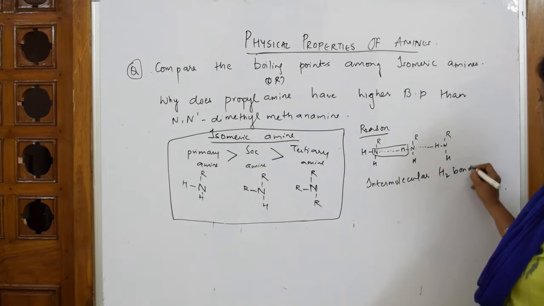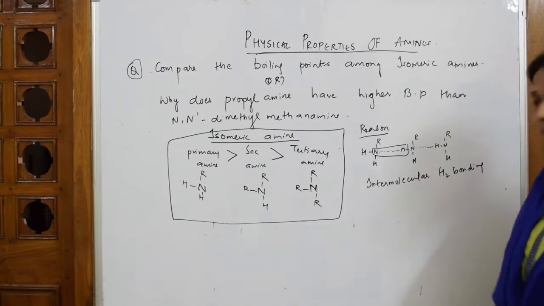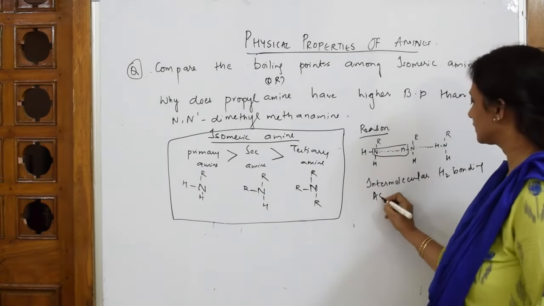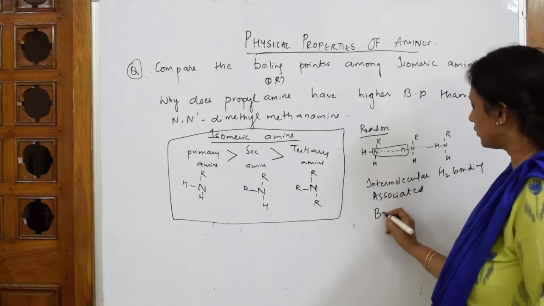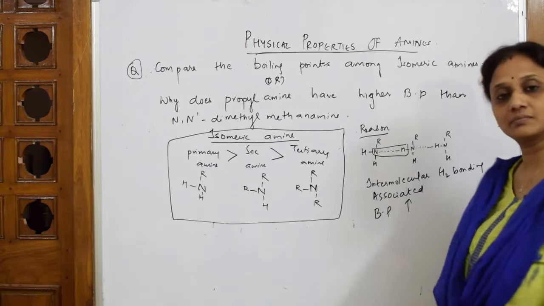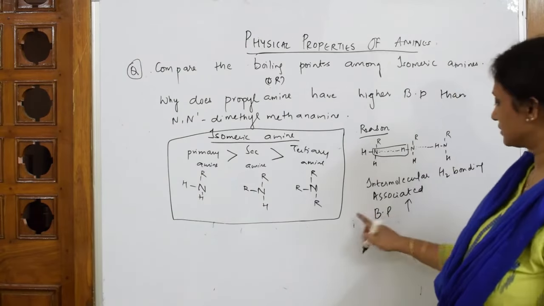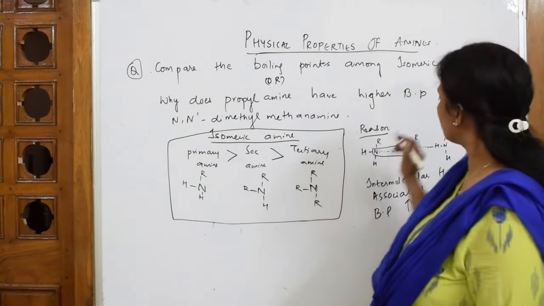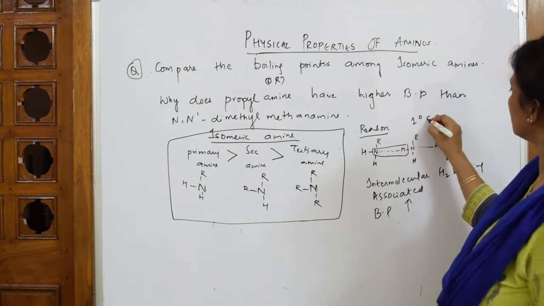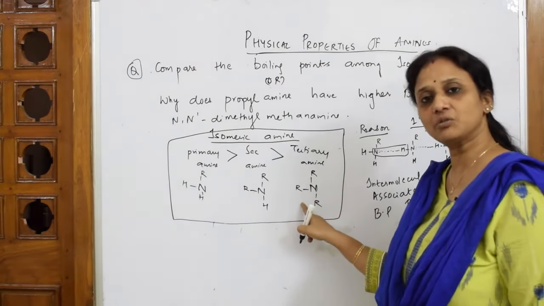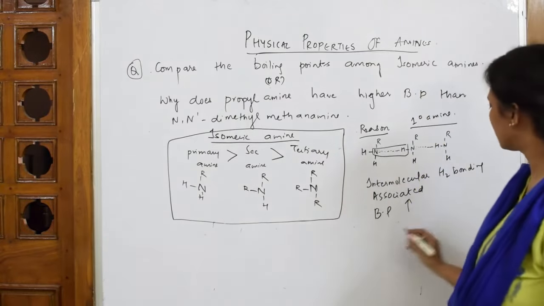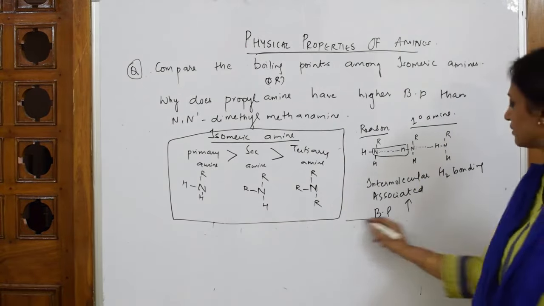Because of this intermolecular hydrogen bonding, what will happen? They get associated. When they get associated, automatically boiling point increases. Yes or no? Simple. This is your primary amine. Now, in tertiary amine, do we have intermolecular hydrogen bonding? Can it form? It can't form. So let us write that reason.